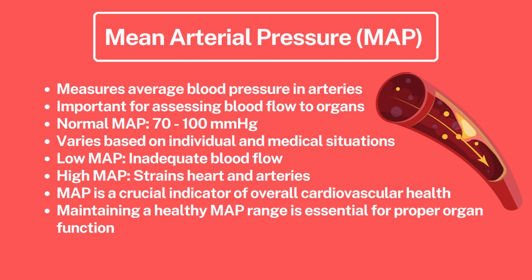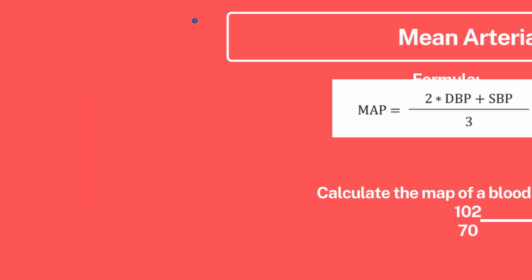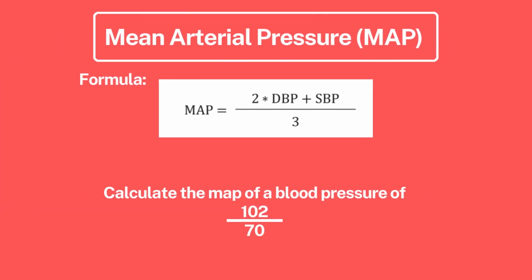So let's try an example. As you can see here, the formula for MAP is going to be 2 multiplied by the DBP plus SBP, all divided by 3. So now it's your turn. Pause this video and let's calculate the MAP of a blood pressure of 102 over 70. Let's give it a try.